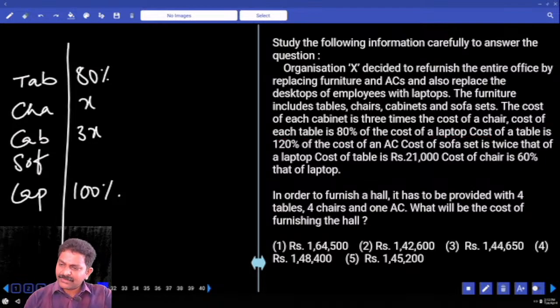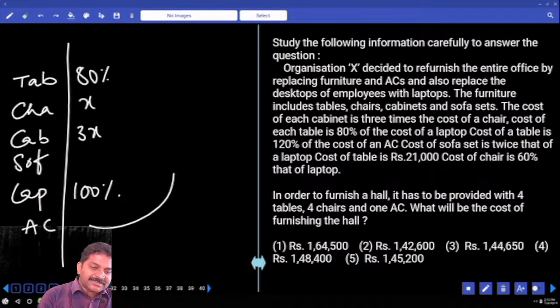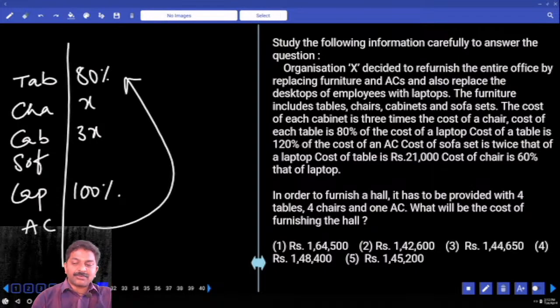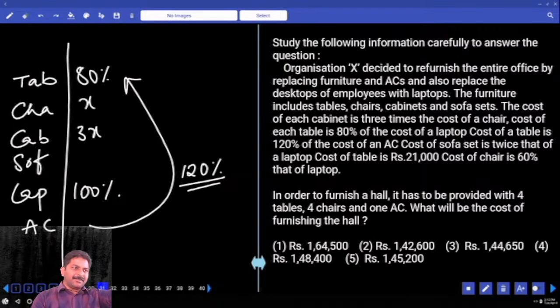Next, the cost of table is 120% of the cost of AC. We also have AC. With respect to AC, table is what percent they are saying? 120%. 120% in the sense it should be 3 multiple, right? Do we have 3 multiple here? So let's multiply it with 3. Then it becomes easy for us.